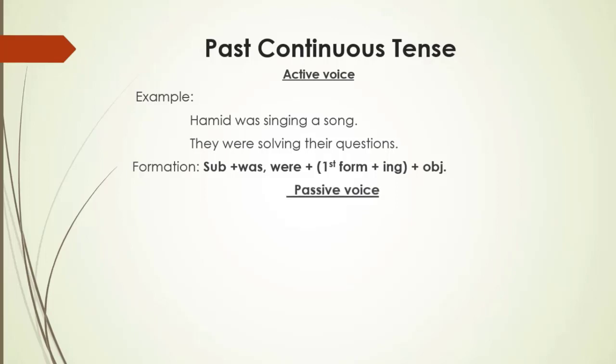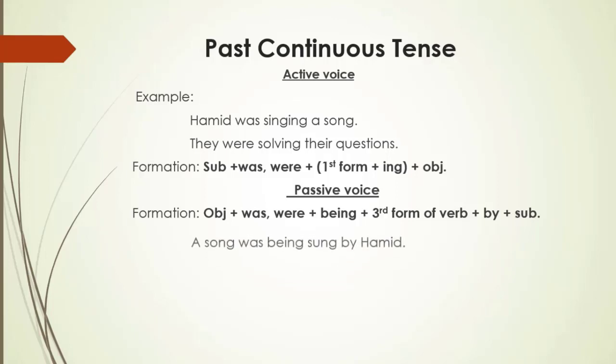To change it into passive voice, we have to change the formation. Object plus was/were, it will remain the same with the past continuous tense. Helping verb will not change. Plus being plus third form of verb plus by plus subject. A song was being sung by Hamid. Hamid was singing a song will change into a song was being sung by Hamid to indicate that the action was taking place in past.